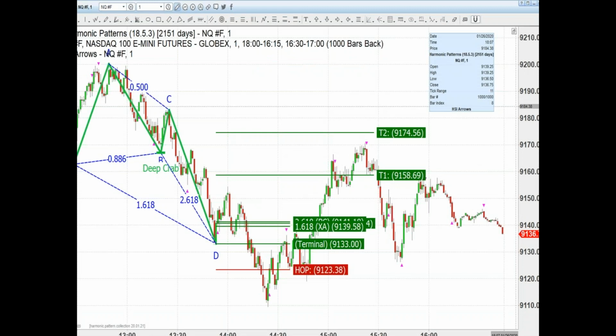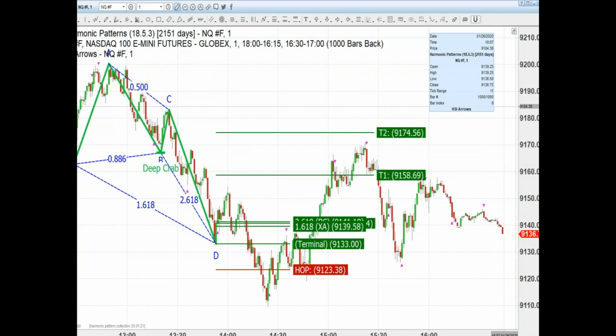Now here's a deep crab from Friday on a 1-minute NASDAQ in the last hour of trading. One of the things that I've actually focused a lot on is mentioning why crab patterns go beyond their 1.618 extension. It's not a surprise.